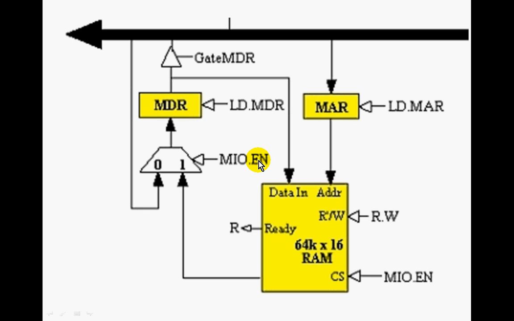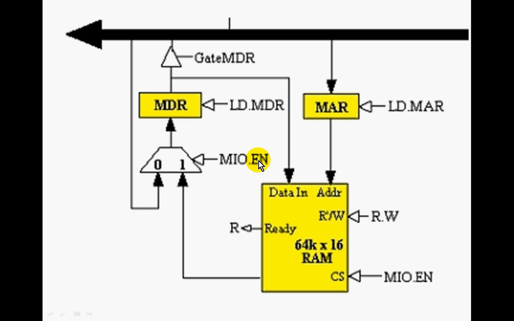It will pass to the MDR, where if the load MDR signal in the control word is a 1, then this data will overwrite the old MDR value. This MDR value is passed into the tri-state buffer with the gate signal gate MDR. When this value is a 1, the value in the MDR will be passed onto the system bus. Note that the value in the MDR is also passed to the data in input on the RAM. When the read-write signal is a 1 on the RAM, this MDR value will be stored as the data associated with the memory address stored in the MAR.